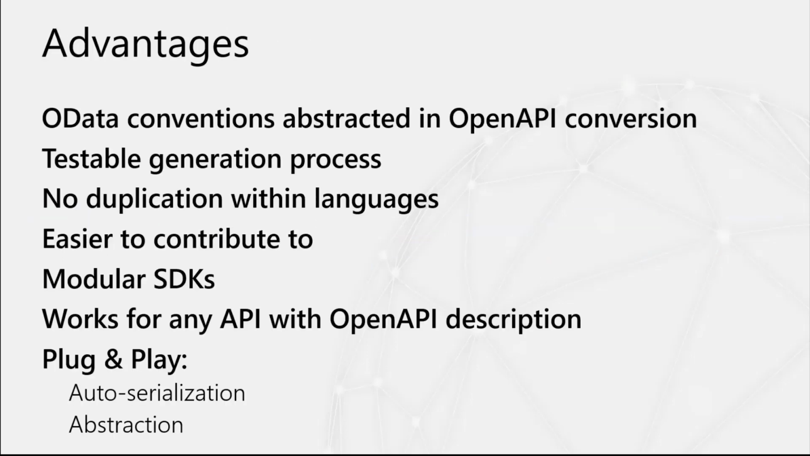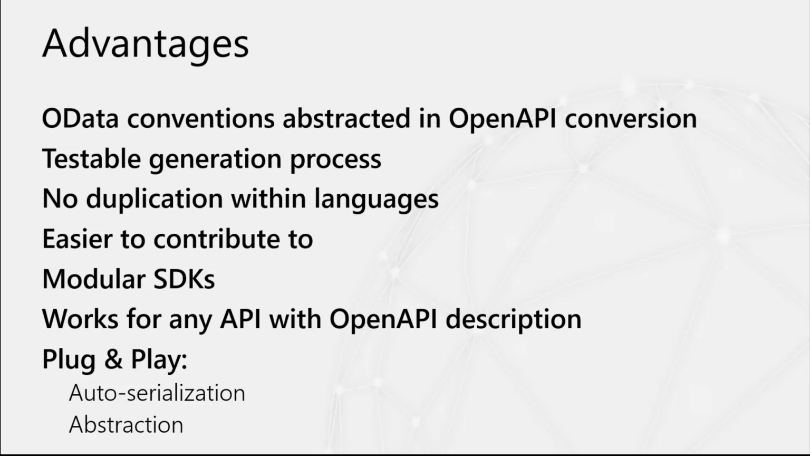A few advantages. As we've seen, the OData conventions are abstracted away by the OpenAPI conversion step, so that's something we are not responsible for anymore. That's the OpenAPI and the OData communities doing that for us. It's more robust. It's in one place. There is no more duplication. We have a very testable generation process. That was one of the key requirements, a key design goal we had in mind.